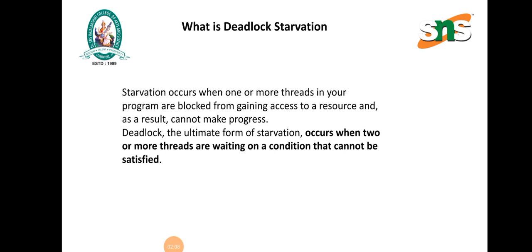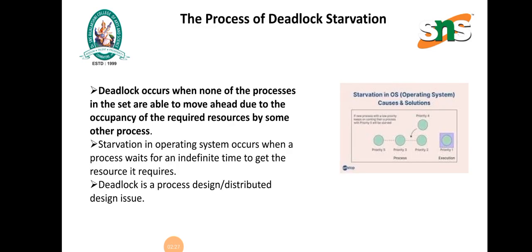What is deadlock starvation? Starvation occurs when one or more threads in your program are blocked from gaining access to a resource and as a result cannot make progress. Deadlock, the ultimate form of starvation, occurs when two or more threads are waiting on a condition that cannot be satisfied.